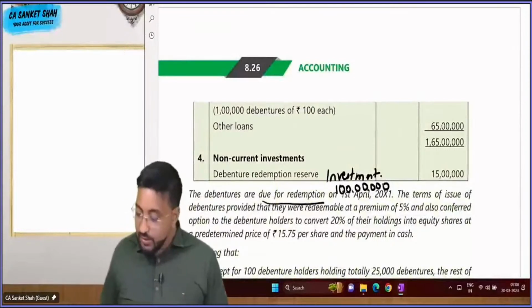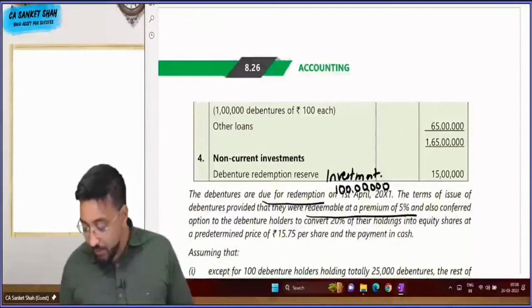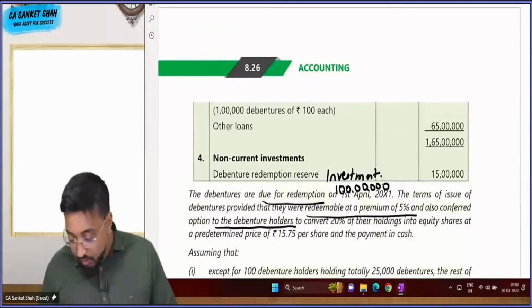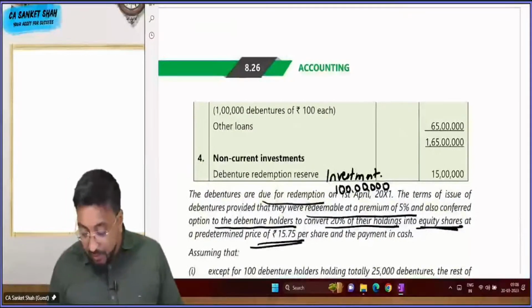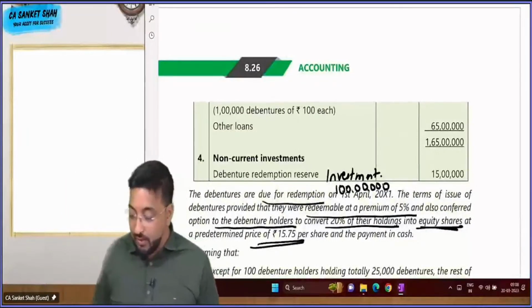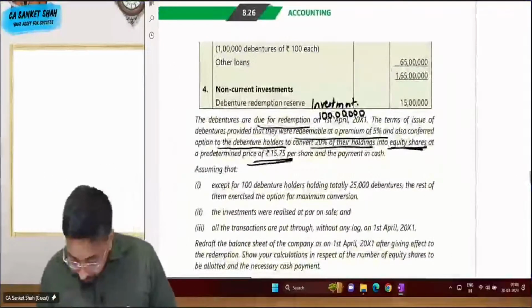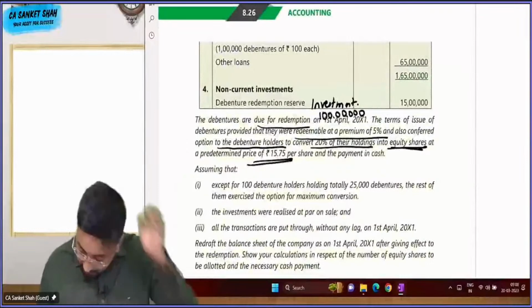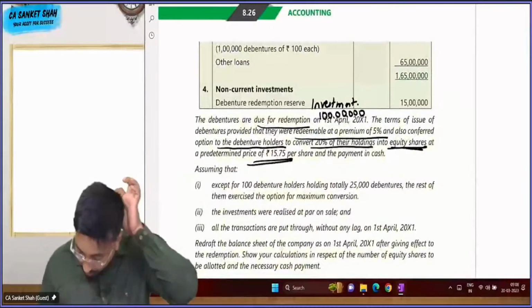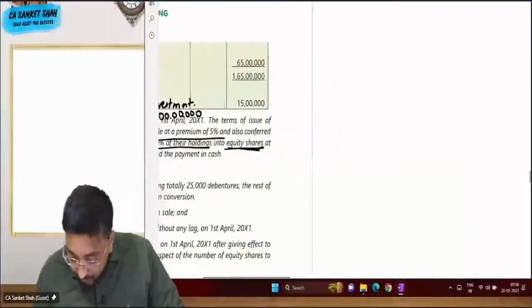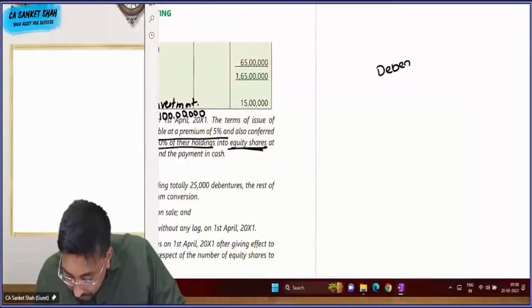The terms of issue of debentures that they will redeem at the premium of 5%, and they will get the option to convert debenture holders 20% of their holding into equity shares at a predetermined price of 15.75. Okay, so now they have two options. They have two options to convert their holdings into cash. So beta debenture holders के option क्या है? You can write over there. Debenture holders options.